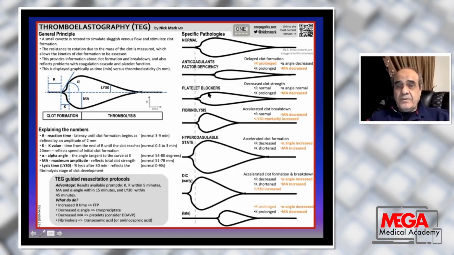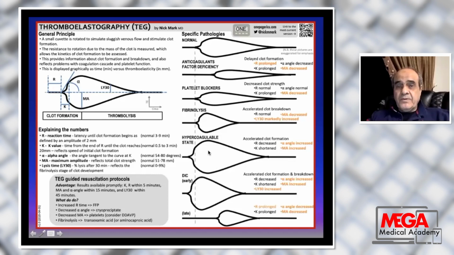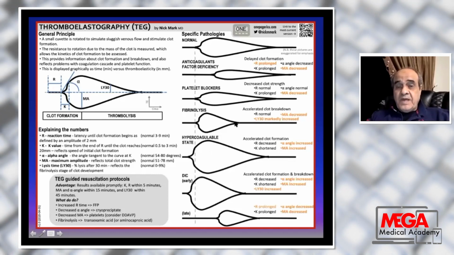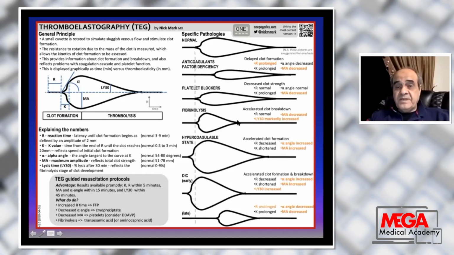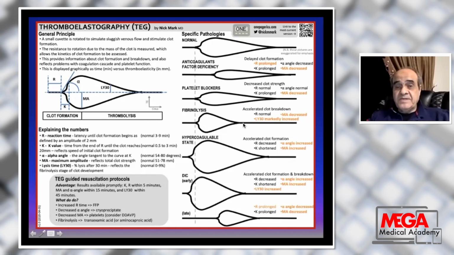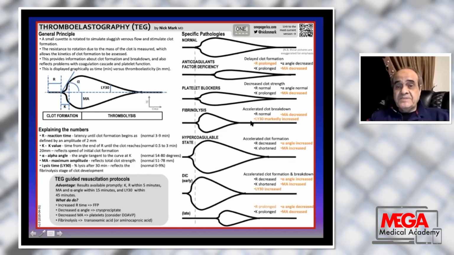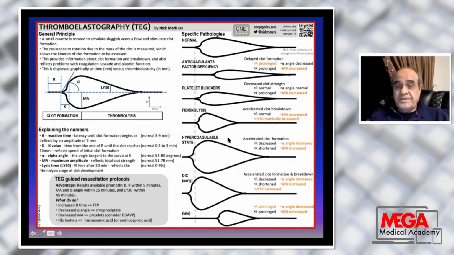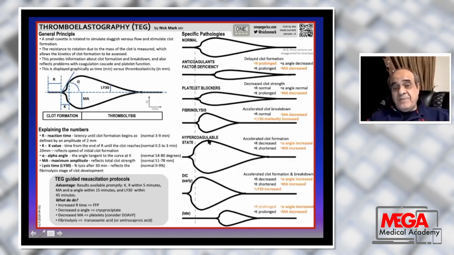Here is a platelet alpha angle defect. After that, here we can see fibrinolysis. We can see after 30 minutes the fibrinolytic activity is more than 9%, and so this patient needs an antifibrinolytic. This one has a hypercoagulable state.